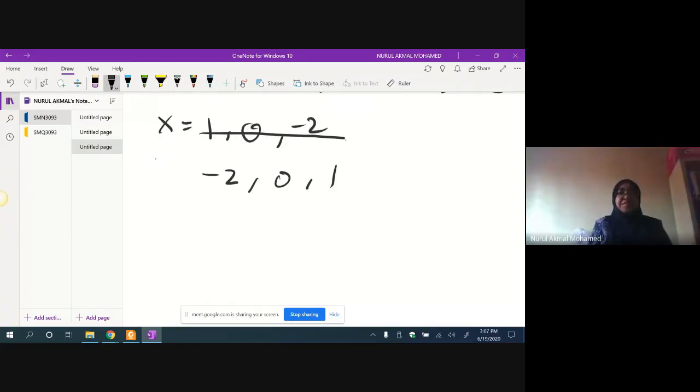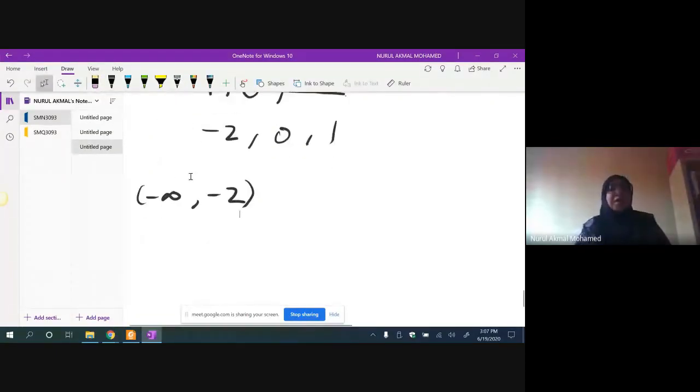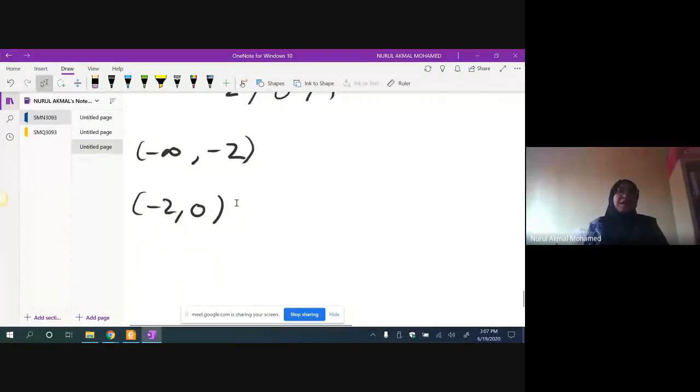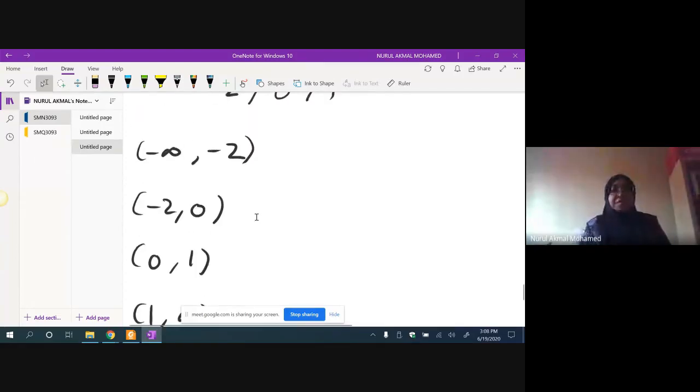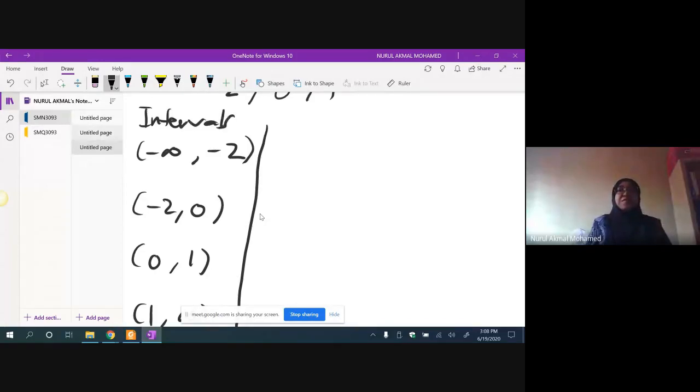So it means that the first interval will be from negative infinity up to -2, and then from -2 up to 0. These are the intervals that you are interested in. After that, 0 up to 1, and after 1 it is 1 up to infinity.